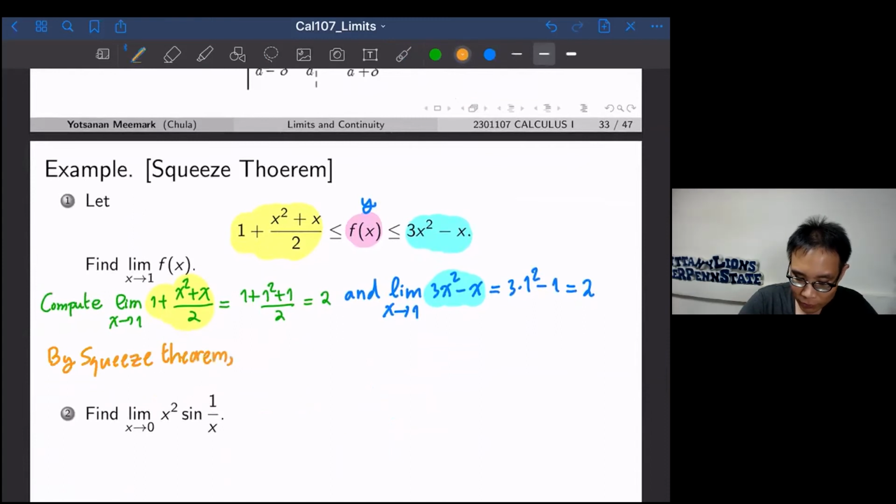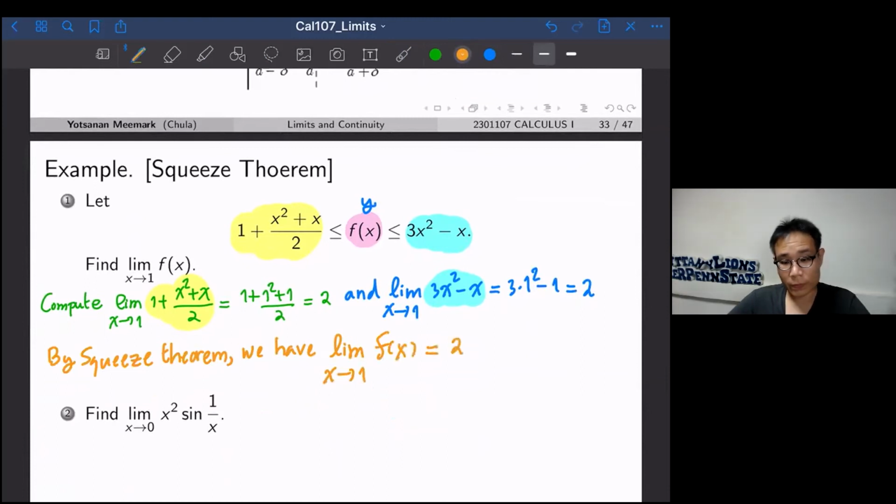We can conclude that the limit of the middle guy is also equal to 2, okay? It's not left equal to right. You see, we do not see negative, positive here, okay? So by squeeze theorem, we have limit x go to 1 of f(x) turned out to be equal to 2.